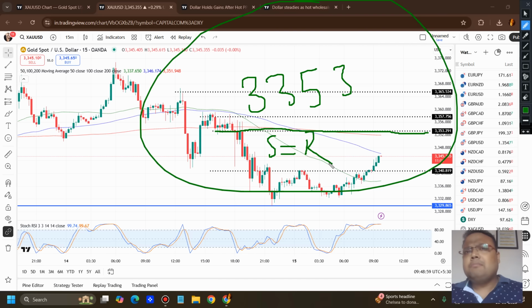You can expect a target of 50 to 60 pips initially. If you see further potential, you can go with the sell. Otherwise, 50 to 60 pips in a market like this is decent enough. Then we also have a selling opportunity around 3357.